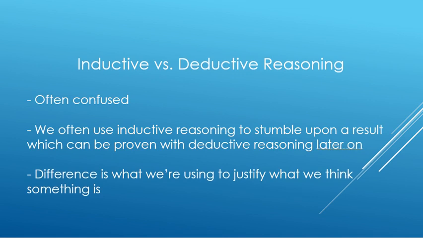And the main difference between inductive reasoning and deductive reasoning is what we're using to justify what we think something is. As we get later on into this video, we'll see what we are basing our thoughts off of, but that is the main difference between these two types of reasoning. It's what we're using to justify our thoughts and what we think is true.